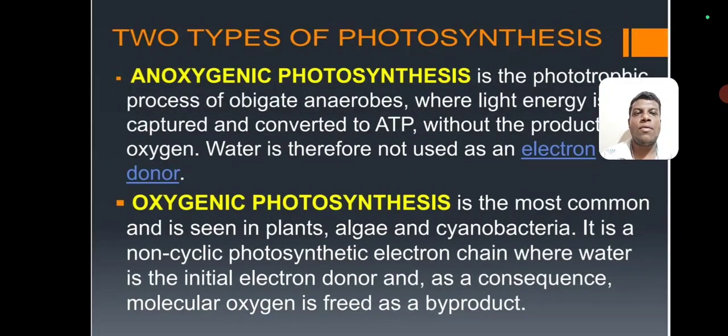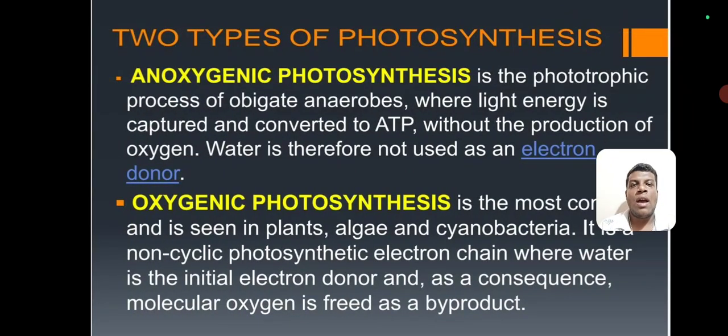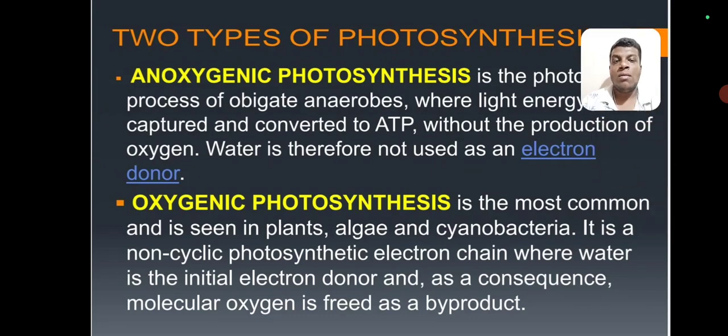There are two types of photosynthesis. In anoxygenic photosynthesis, it is a phototrophic process of bacteria, an anaerobic process, where light energy is captured and converted to ATP without the production of oxygen. Water is not used as an electron donor.